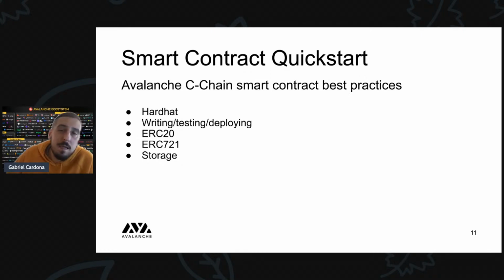This is basically a GitHub repo where we are using Hardhat. You may be familiar with Truffle or Hardhat. It's a development toolkit for EVMs. We are using Hardhat with the goal of creating a guide that lays out the best practices regarding writing, testing, and deploying smart contracts on the Avalanche C-Chain.